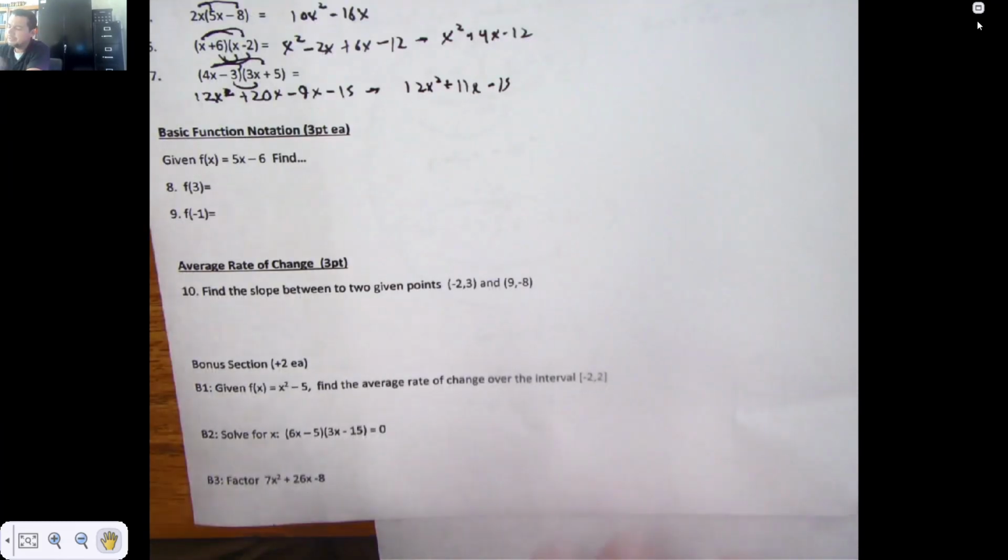Got your function notation? I know function notation really messes with kids' heads. This is f of 3, which means that x has become a 3. 5 3s is 15. And 15 minus 6 is 9. F of -1, that x becomes a -1. 5 times -1 is -5, and -5 minus 6 is -11.